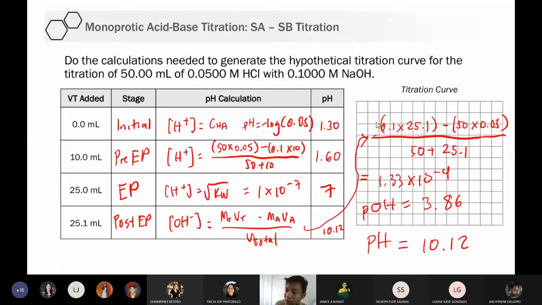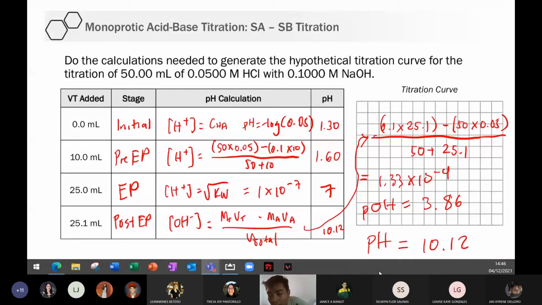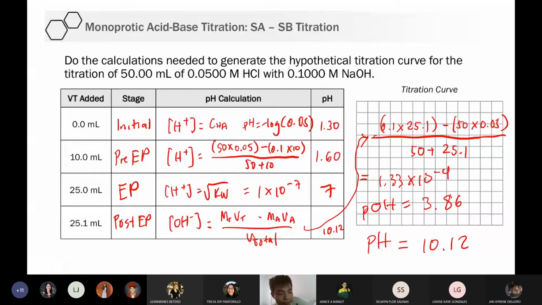Okay, so we get the OH concentration. This is equal to this, 1.33 times 10 raised to negative 4 molar. Solve for the pOH, negative log niyan, 3.86. Ang kailangan ay pH. So 14 minus this is 10.12. So that's the pH of the solution when we add 25.1 ml of the titrant. Okay? So internalize nyo na kung ano mga ganap.